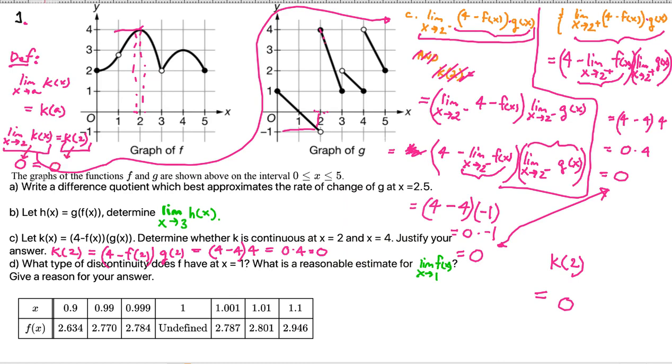So what did I find out? I found out that this equality is true. I found out that the limit as x goes to 2 of k of x equals k of 2. Therefore, k is continuous at x equals 2.